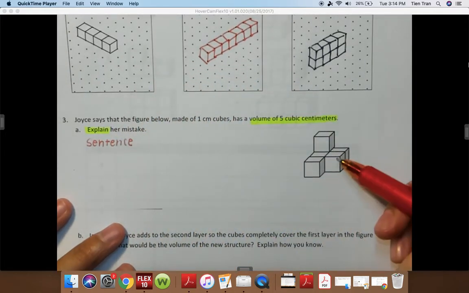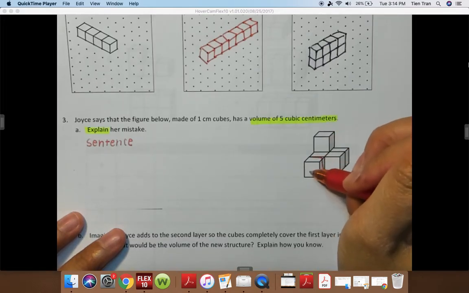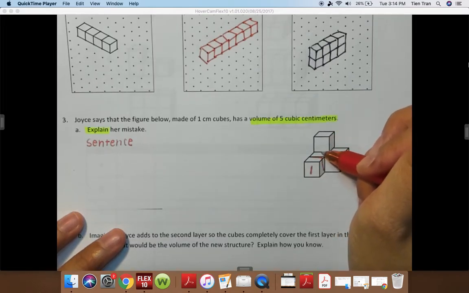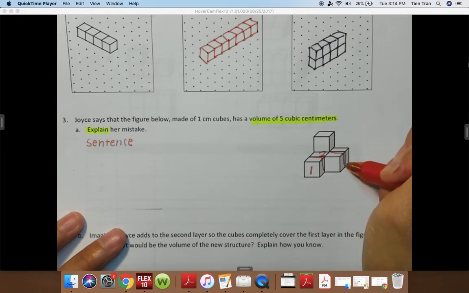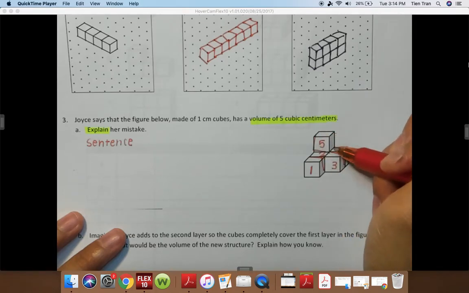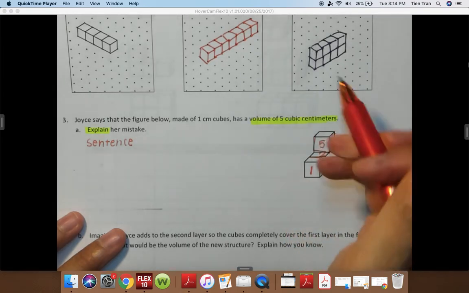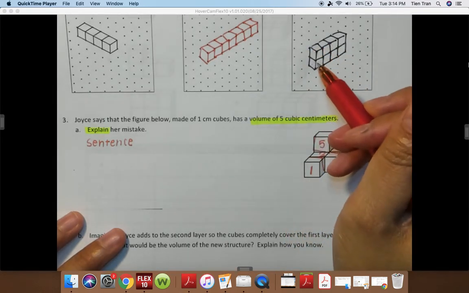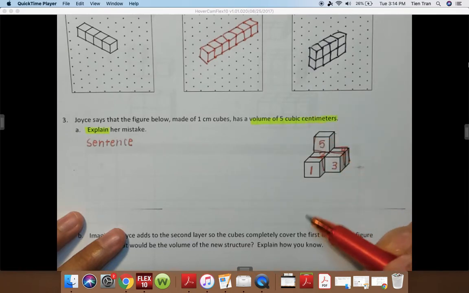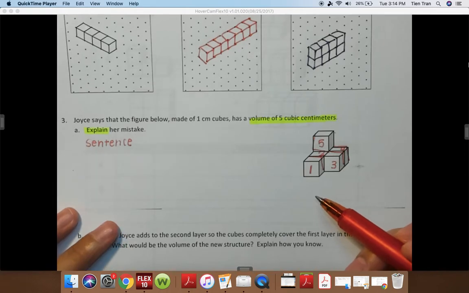Okay, I'm looking at this figure right here, and I see 1 cube right here, so this is 1. And I see another one right here, 2. I see another one right here, 3. I see one right here, 4. And then I see this one, 5. So that's what she thought. But if you look at this cube, it is up, right? It is on top. So that means there's a bottom cube on the bottom that you can't see in this picture, but it's there. So that means that there are actually 6 cubes, right?